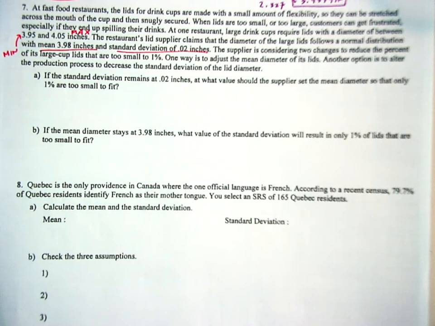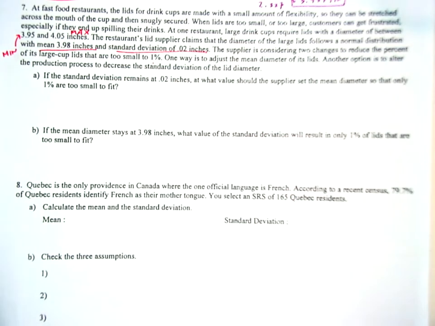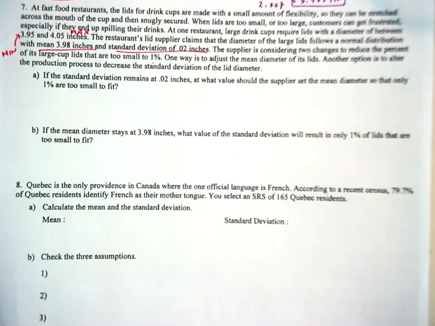The supplier is considering 2 changes to reduce the percent of its large cup lids that are too small to 1%. One way is to adjust the mean diameter of its lids. Another is to alter the production process to decrease the standard deviation of the lid diameter. So in A, if the standard deviation remains at 0.02 inches, at what value should the supplier set the mean diameter so only 1% are too small to fit?